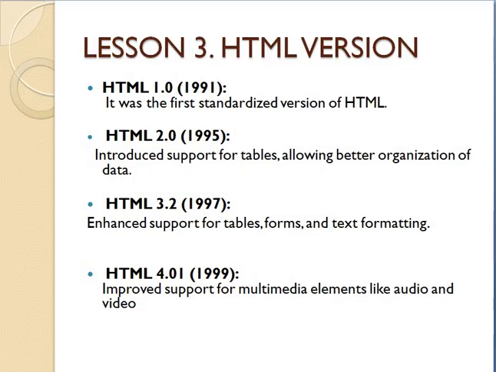Then the next one is HTML 3.2, and this was created in the year 1997. The features are that it has enhanced support for tables, forms, and text formatting, the introduction of new elements like image maps and applets, and basic support for style sheets. This was created by W3C. That is the name of the group that created it, and the full meaning is World Wide Web Consortium. That is W3C, capital C.